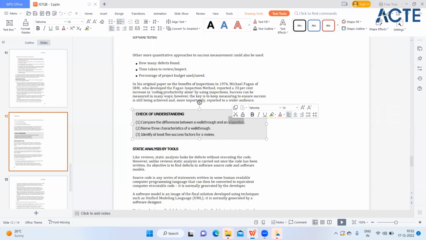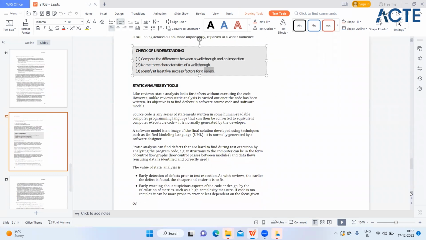Name three characteristics of a walkthrough. So you can provide whatever you have learned, you can just revise that in the walkthrough. For example, the author is present and reviewers are there. So these are the characteristics, we are finding the defects in the walkthrough. Okay. Identify at least 5 success factors of a review, so that you can definitely provide them when you see the options.